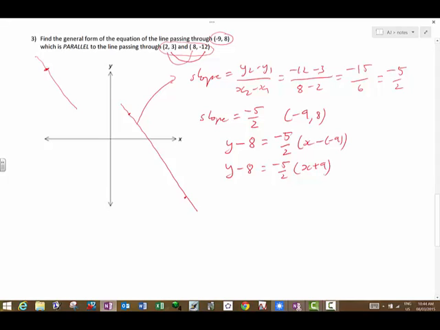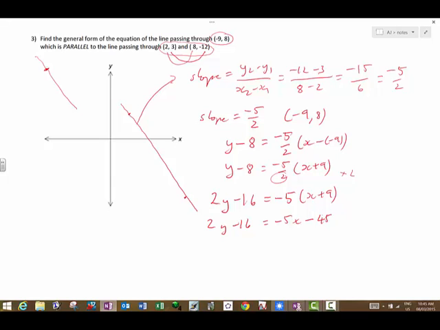Now, the general equation of a line serves to get rid of any problems with fractions and have integer coefficients. So here we have division by 2, so let's multiply throughout by 2. The left hand side becomes 2y minus 16. The right hand side gets rid of that division by 2, so we're just left with minus 5 times x plus 9. So 2y minus 16 is equal to minus 5x minus 45.